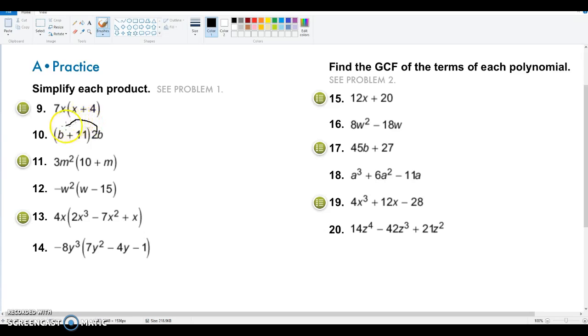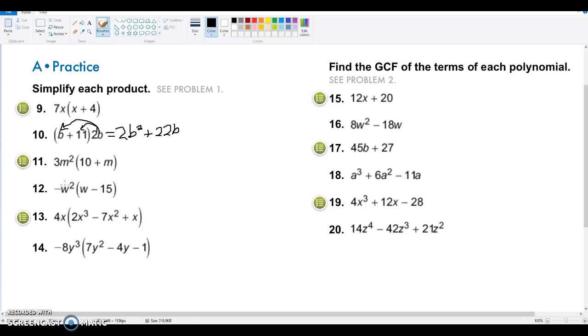So 2b times b, we have 2b squared, and then 2b times 11 is a plus. We got a plus here, plus times a plus is a plus. 2 times 11 is 22, and we still have the b. So just bring it over, 22b. Okay, so you can pause it now, and when you restart it, I'll do problem number 12.